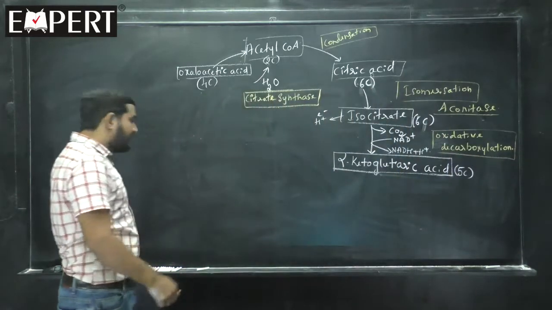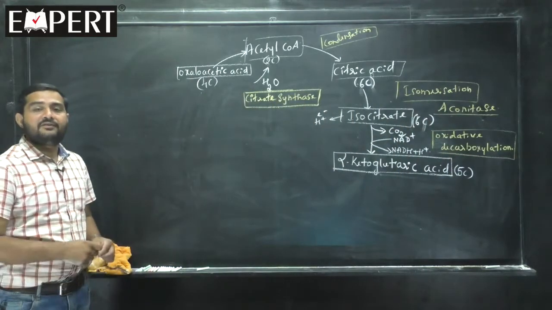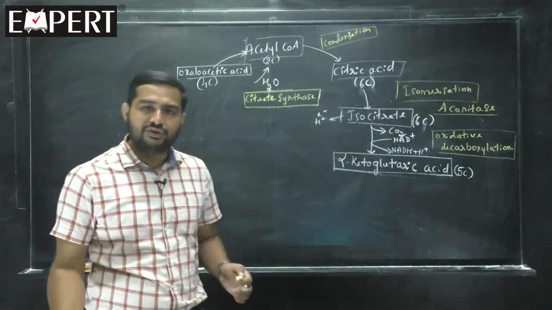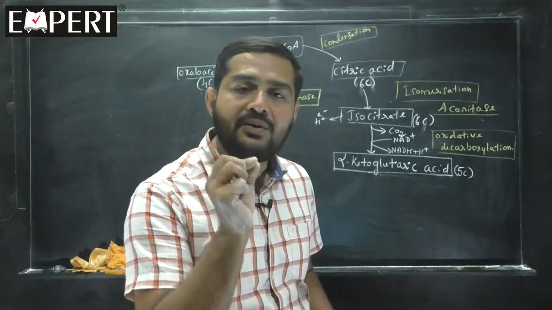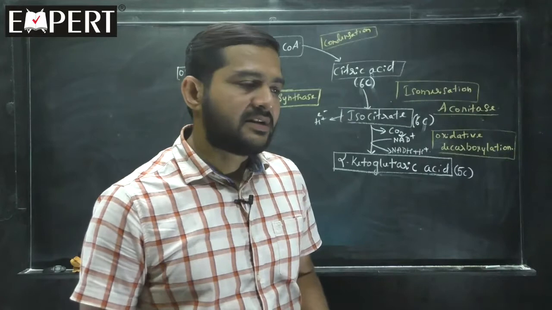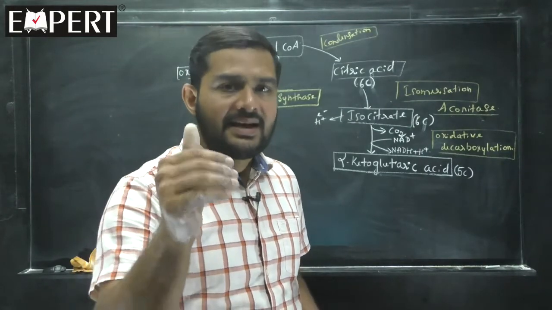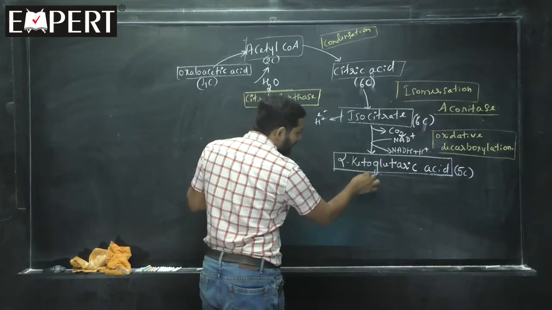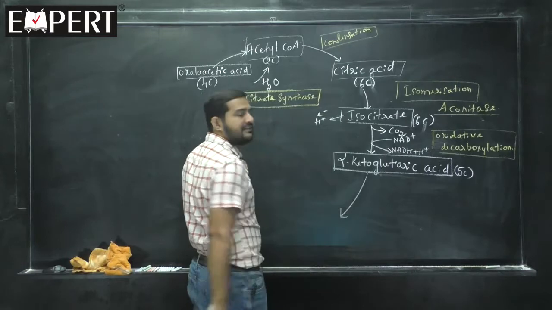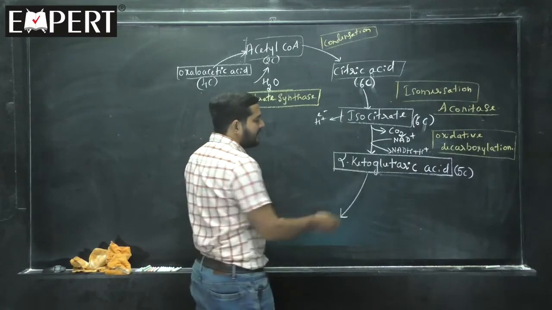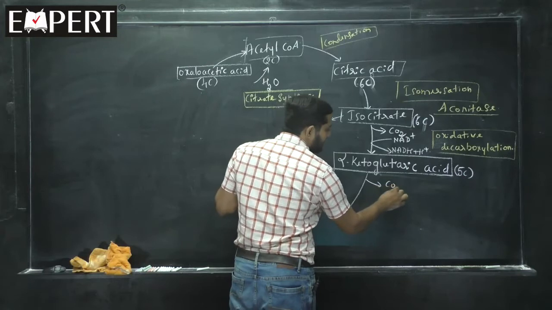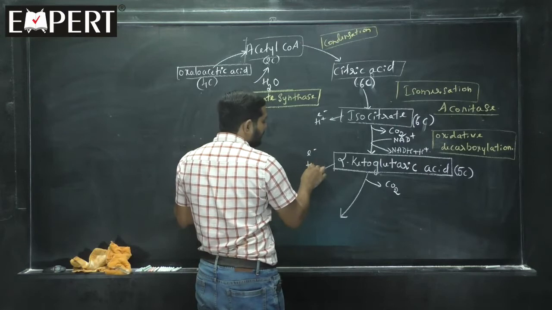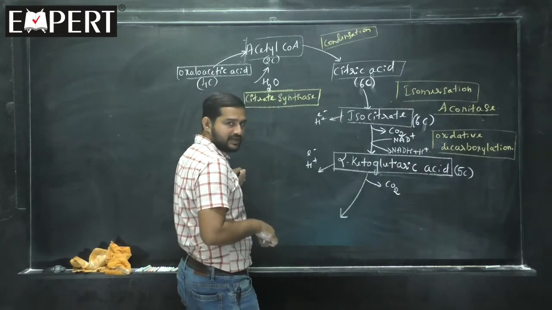Now, alpha ketoglutaric acid has how many carbons? 5 carbons. This alpha ketoglutaric acid, you should remember, also comes in the chapter Mineral Nutrition, in an aspect called reductive amination, which you will be studying later. Alpha ketoglutaric acid will once again undergo the same kind of event. There is a removal of carbon dioxide. From the alpha ketoglutaric acid, electrons and protons are removed. That means it is a dehydrogenation.